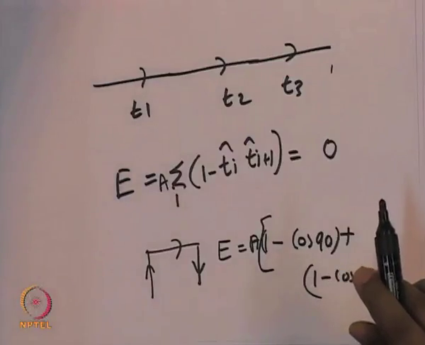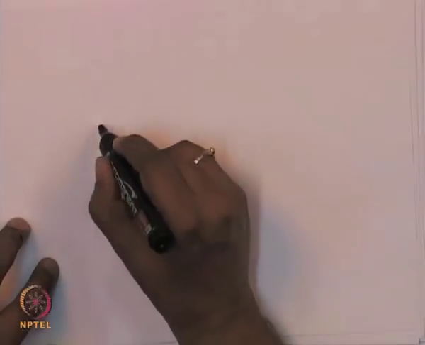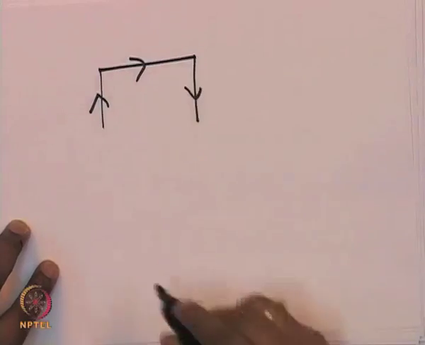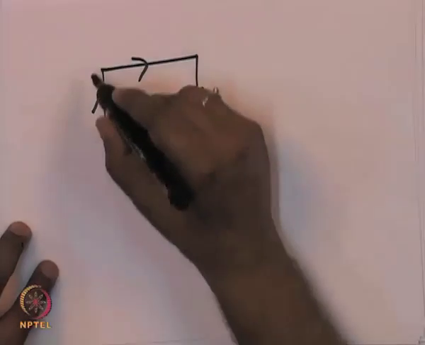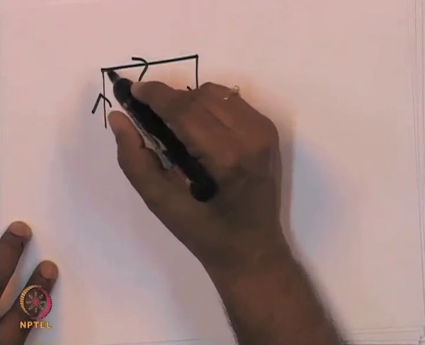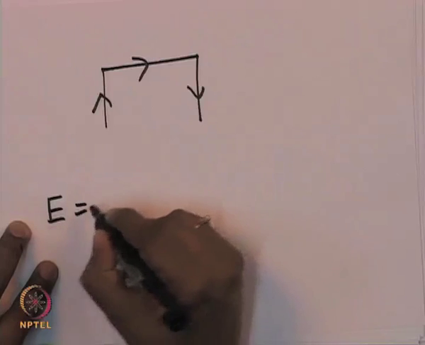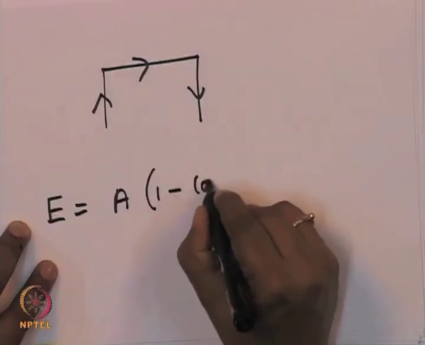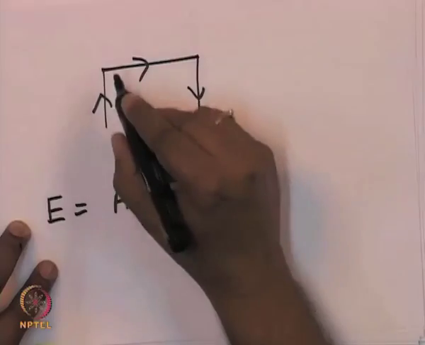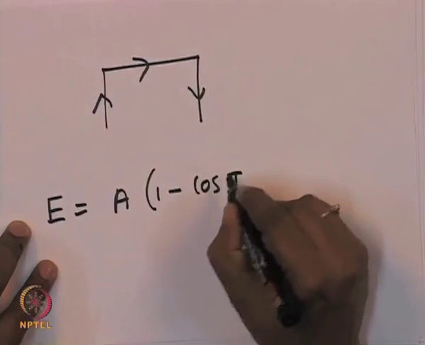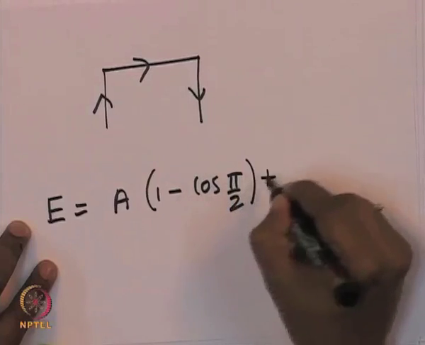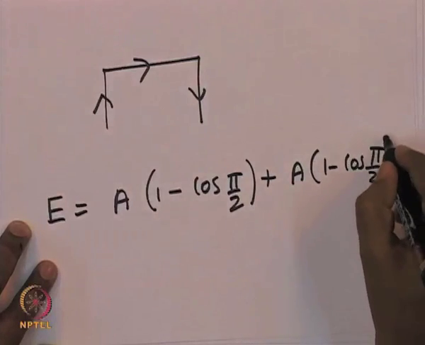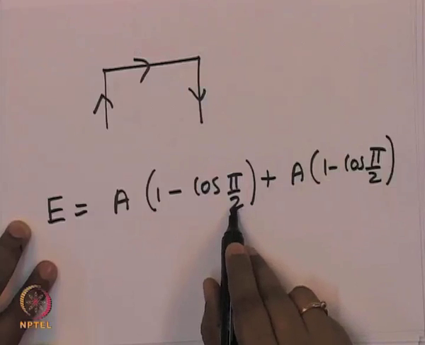So, let me write it a little more carefully. What we want to calculate is basically the energy of this. So, if DNA had this particular shape, the angle here is 90 degrees. So, energy is A into 1 minus cos, this angle is pi by 2, plus A into 1 minus cos pi by 2, and cos pi by 2 is 0. So, 1 minus cos pi by 2 is 1.